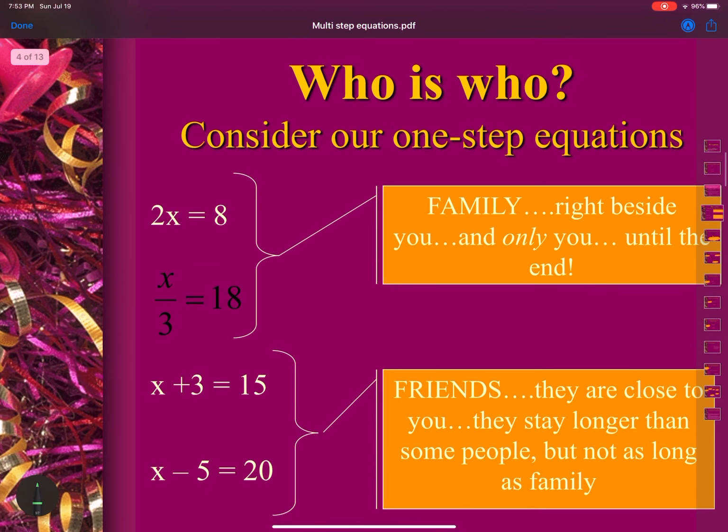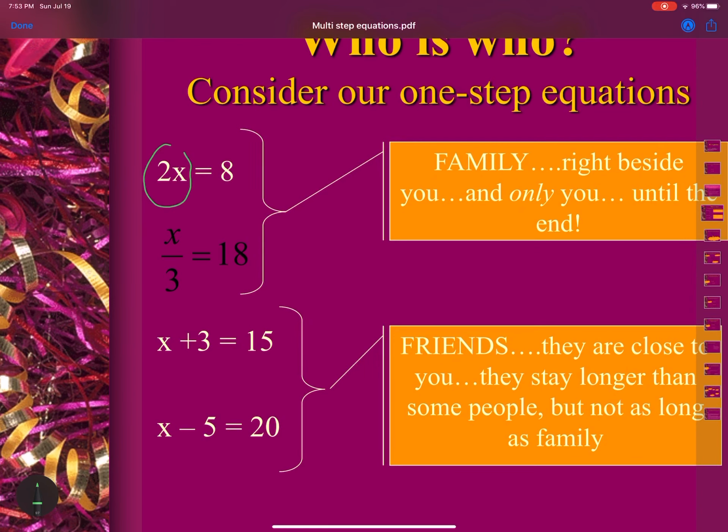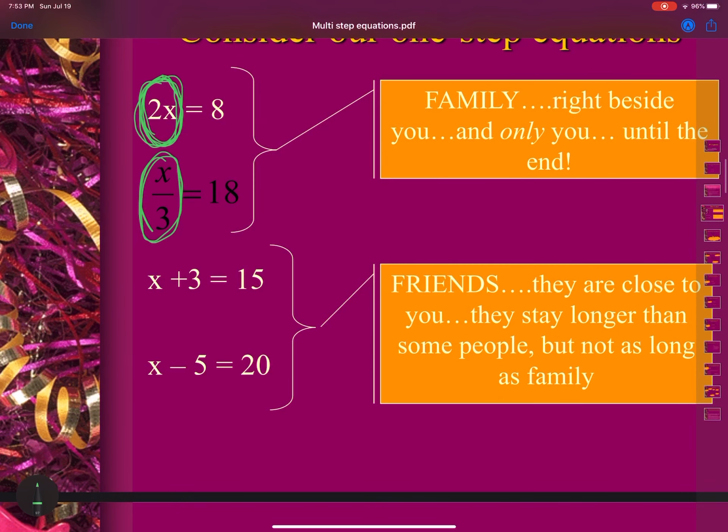So who's who? When you have someone really close to you, like 2x, that's someone who's right next to you, really close. Your family is always closer than your friends or your acquaintances, definitely closer than your enemies. So your family is the ones that are close to you: the numbers being multiplied, the numbers being divided, the ones right on top of you. Then we have your friends. Your friends are super close to you, but not as close as your family. They're the ones that are right next to you, and they would be the things being added and the things being subtracted.